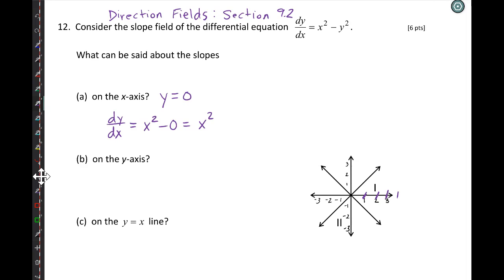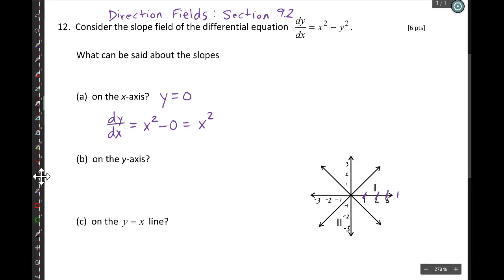If you look at the other side, I was just looking at the positive values of x. When x is 0, the slope is going to be 0. And when x is negative 1, when you square it, it becomes positive. So you're going to have positive slopes again, and they're going to get steeper and steeper as you move to bigger values. So that is on the x-axis.